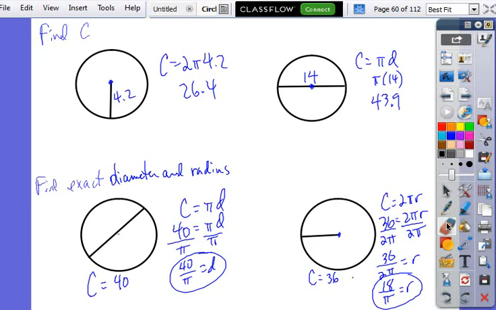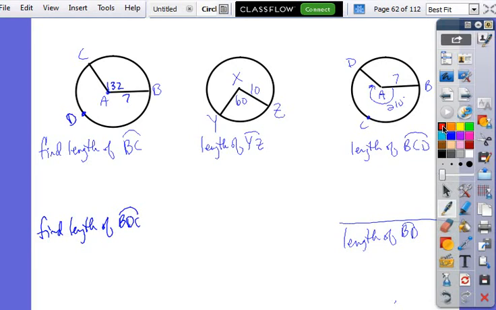What is the rule here? Degree over 360 times 2 pi. So the degree is 132 over 360 times 2 pi 7. And type that all in at one time and get 16.1. All right. Now go to the second one.